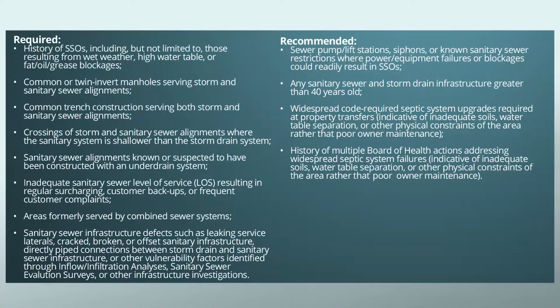These are the system vulnerability factors listed in the permit. So you would look at your catchments and evaluate them based on these characteristics. Is there a history of SSOs? Are there instances where the sewer and the storm drain are constructed in the same trench? Do you have crossings between your sewer and your storm drain where the sewer is at a higher elevation, so it's above your storm drain pipe?